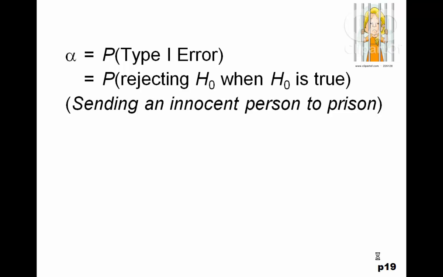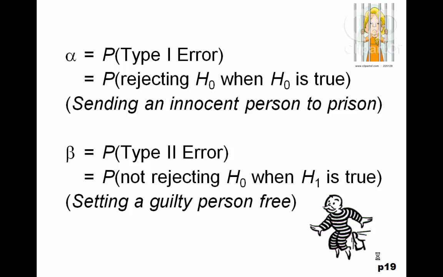So alpha is the probability that we make a type 1 error, which is rejecting a null hypothesis when the null hypothesis is in fact true. This would be like sending an innocent person to prison. Beta is the symbol we used for the probability of a type 2 error, which would be not rejecting the null hypothesis when the alternative hypothesis is true. This would be like setting a guilty person free.